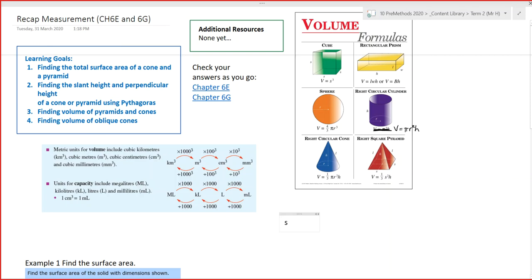So the side of a cube, the surface area is just adding all the sides together. So the side of a cube is the side length times the side length. And then there's 6 of those for a surface area. So the surface area of a cube is 6 times s squared.